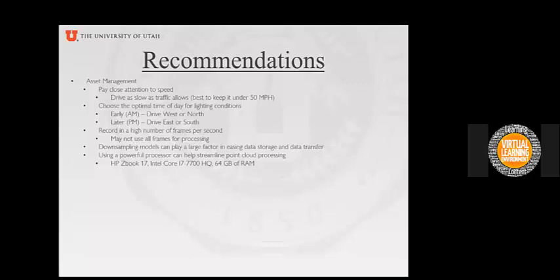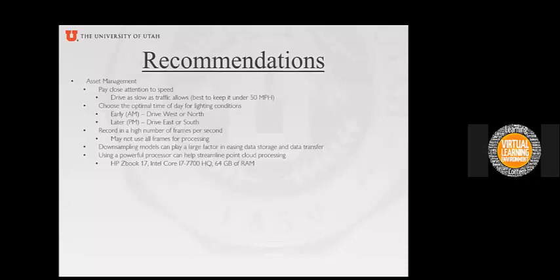As I just mentioned, downsampling models can play a huge factor in easing data storage and data transfer between the parties. And also using a powerful processor can help streamline point cloud processing. This was the computer that I was using, and there would still be times that I would let models run through the night and I would wake up and they'd still be processing. So it's important to have these powerful processors to help you get through these point clouds.